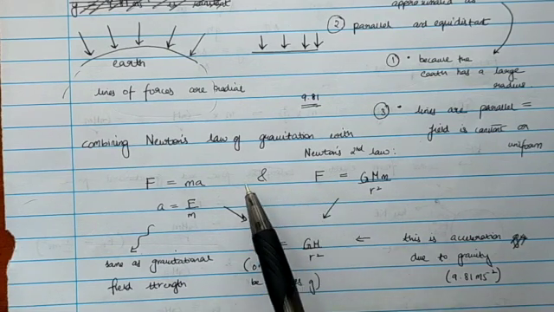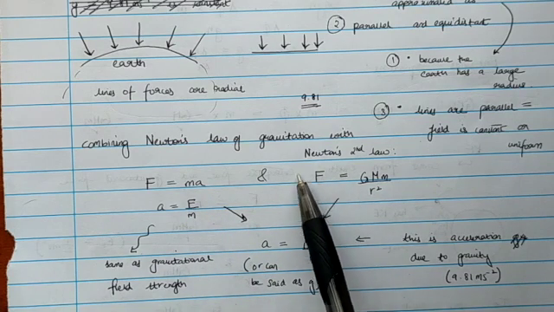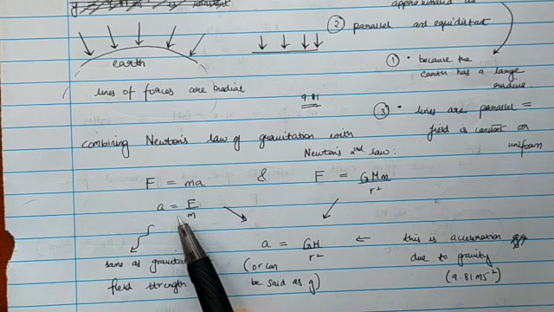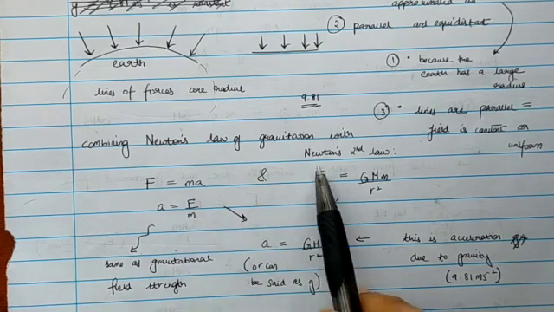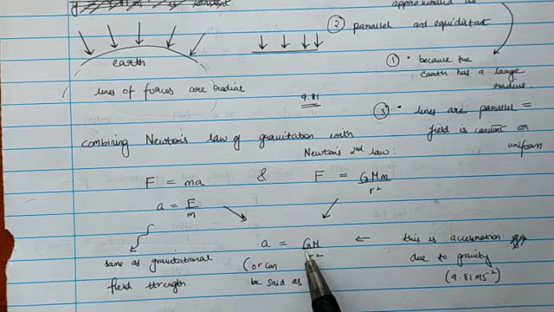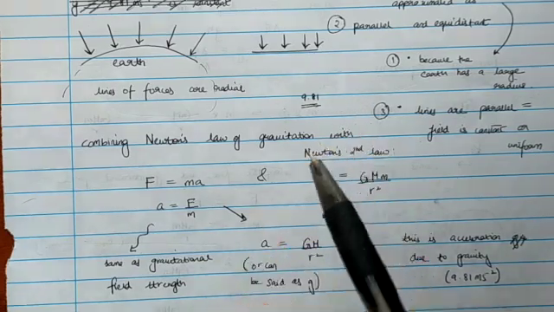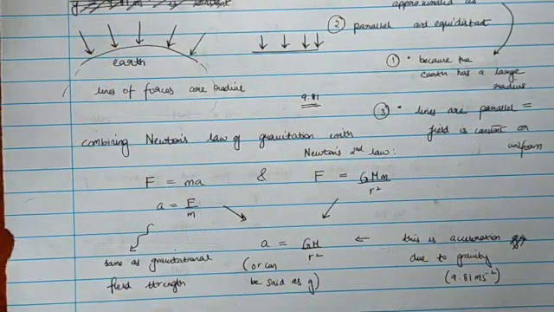So if we combine these two, since the force here and the force here that we're talking about is the same, we can rearrange for a and write it as a equals F over m. And then we sub the F here into this F here, and we get a equals GM over r squared. Now this is the acceleration due to gravity. So the acceleration a mass experiences due to the gravitational field on the Earth.